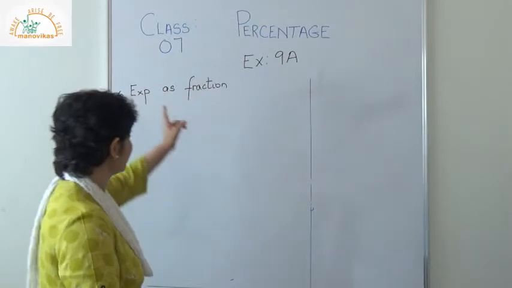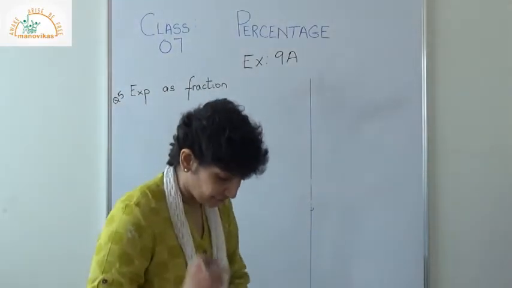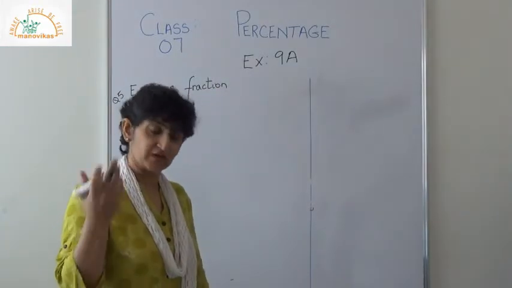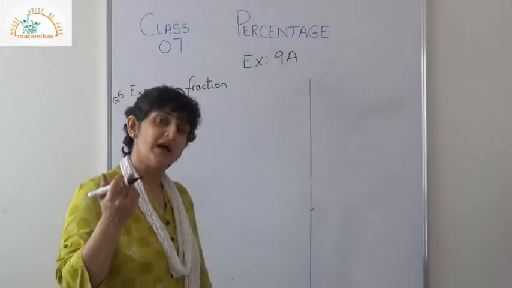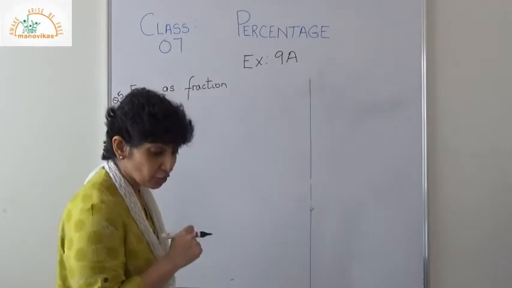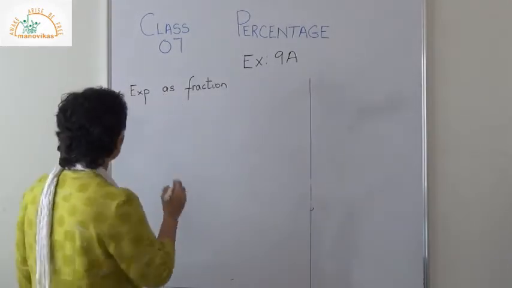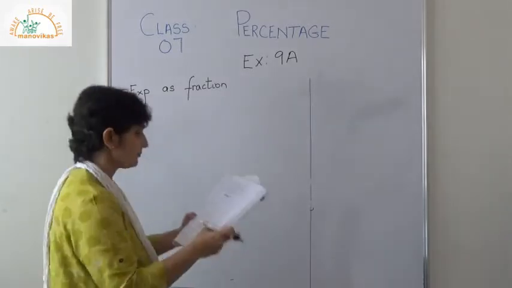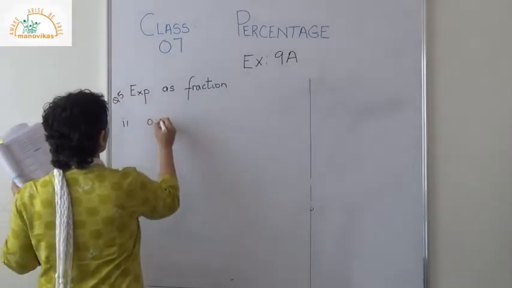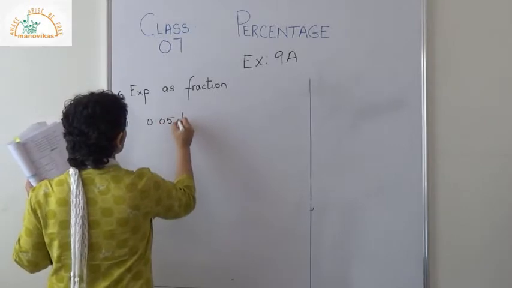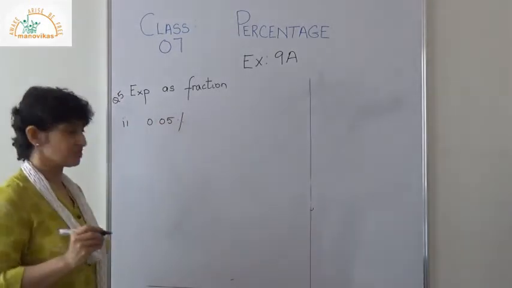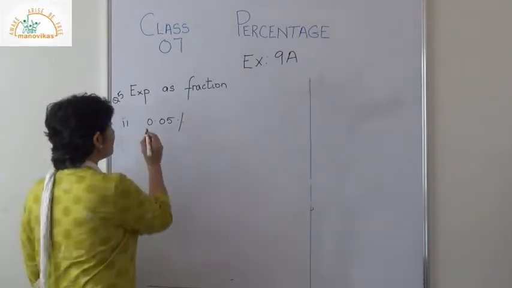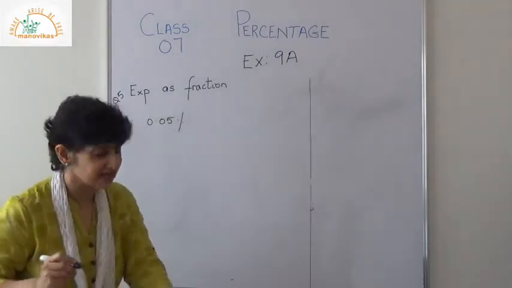The question is the same. Express as fraction. But now, earlier you had whole numbers and fractions and you converted them to a fraction by reducing to the lowest form. Now you have decimals. For example, let's do the second one. I have 0.05%. How are you going to convert this, children? Now what do you want? Convert again as a fraction.